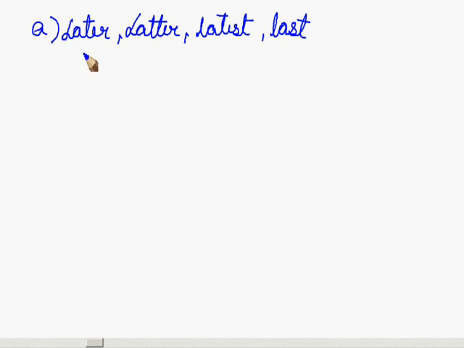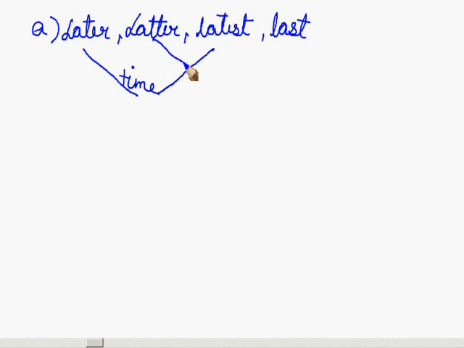Later and latest refer to time. For example, he is later than I expected is the time I'm speaking about. Next, latest. I have not heard the latest news is again referring to time.